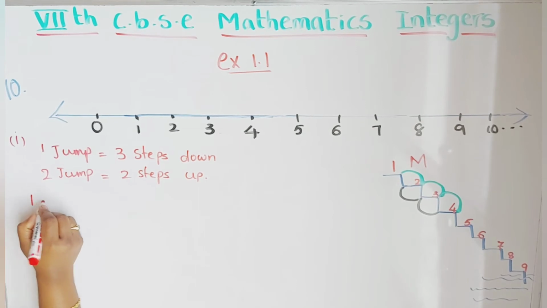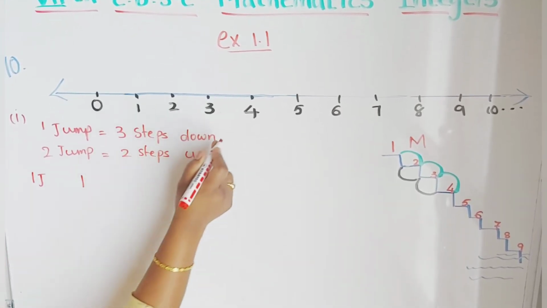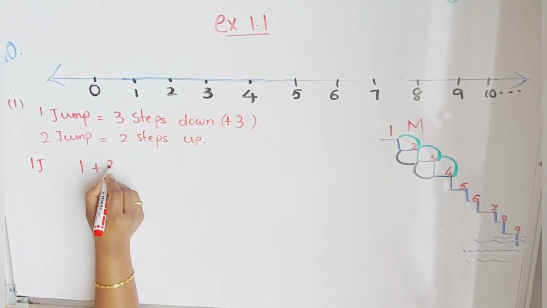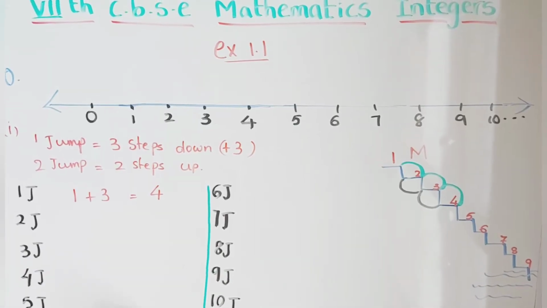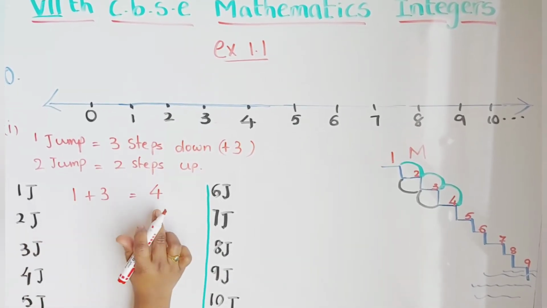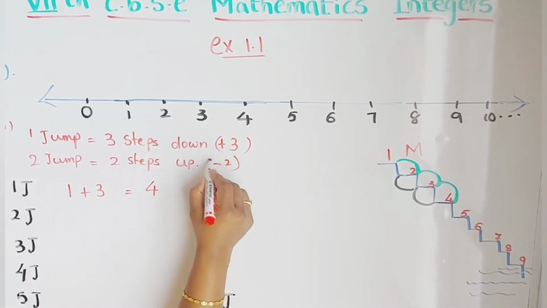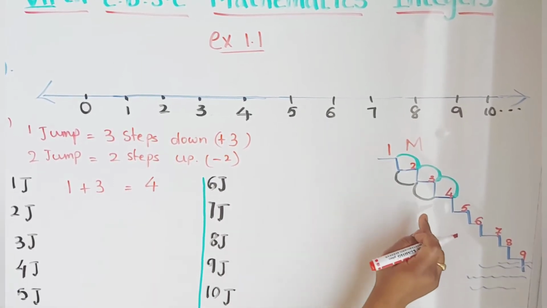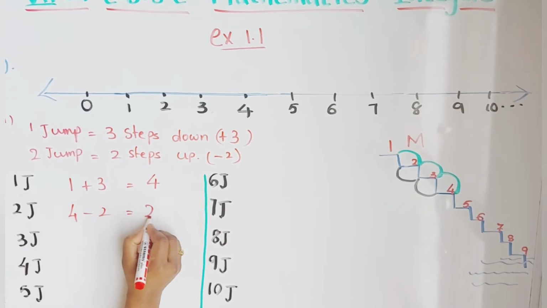First jump, what is the monkey's position? First step, 3 steps down. That means plus 3 we have to do. 1 plus 3 is 4. Now second jump, the monkey is at the 4th step, right? Now we have to minus 2. Why? It is 2 steps up. See? 1, 2. It is coming in reverse order. So we have to do minus 2. Now 4 minus 2, it is 2, right?